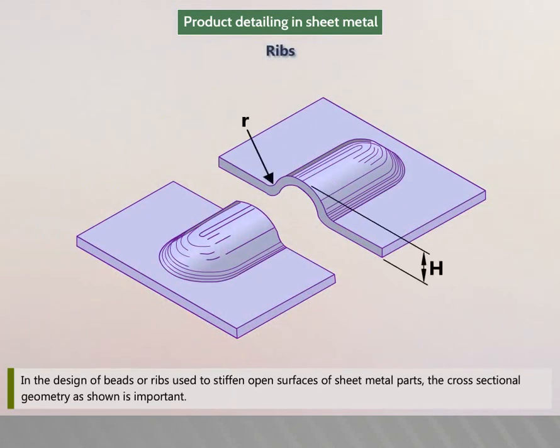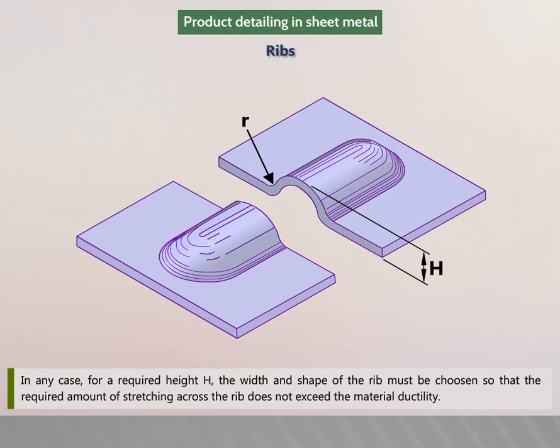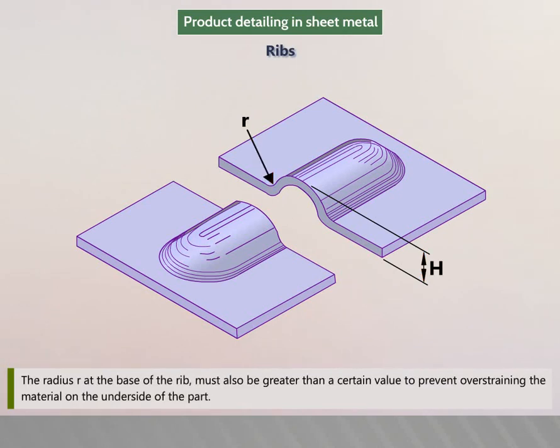In the design of beads or ribs used to stiffen open surfaces of sheet metal parts, the cross-sectional geometry as shown is important. In any case, for a required height, capital H, the width and shape of the rib must be chosen so that the required amount of stretching across the rib does not exceed the material ductility. The radius at the base of the rib must also be greater than a certain value to prevent overstraining the material on the underside of the part.